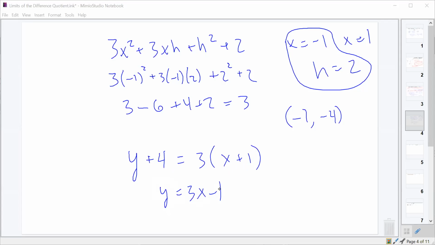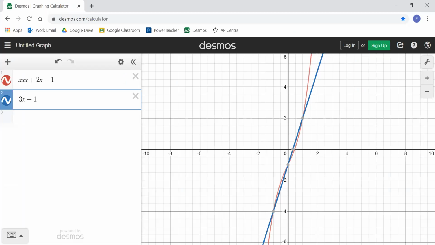And we'd see that, yeah, that same line cuts through -1, -4, and through the 1, 2 point, and it still has a slope of 3. All right, we're going to do one more set of points here.